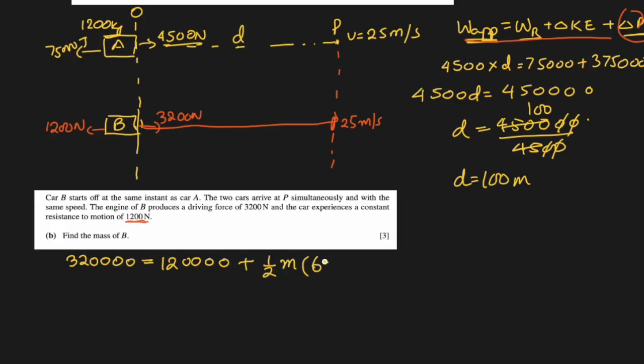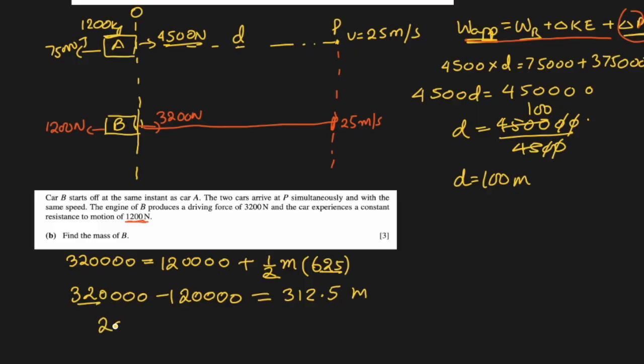But we know it was 625, right? V square minus U square, U is 0, V is 25, 25 square is this. Okay. So we can bring the numbers to the other side. 3200, 100 minus equal to half of this will be 312.5 m.